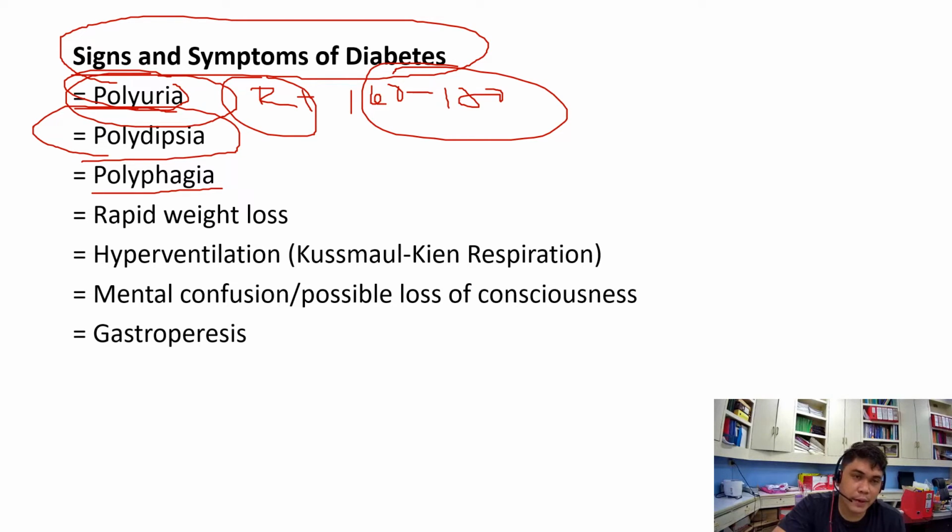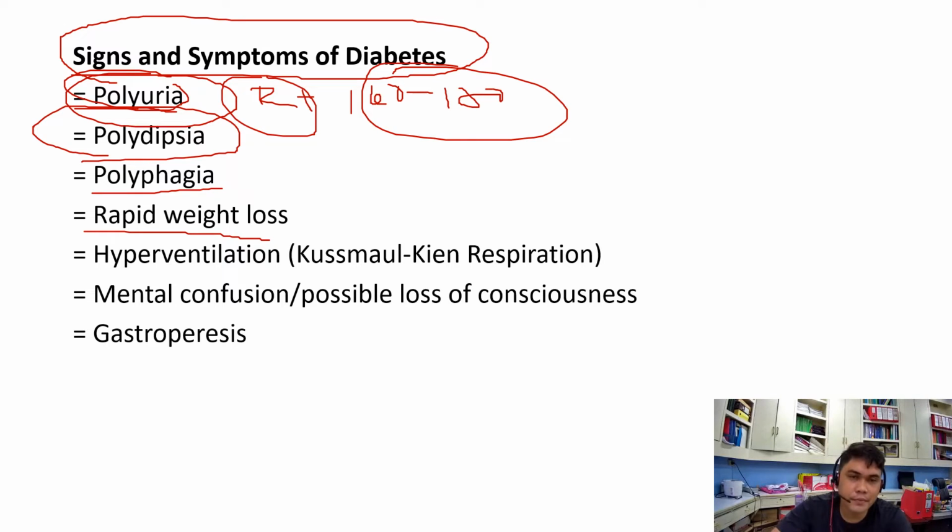Next is rapid weight loss. The reason for this rapid weight loss is the inability of your body to utilize glucose. Now, if your body cannot utilize glucose, or there's a depletion in glucose, the next source of energy will be fat. The effect is weight loss, because you're utilizing fat as a source of energy.